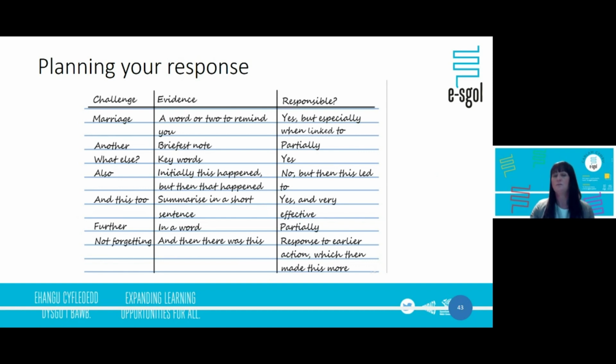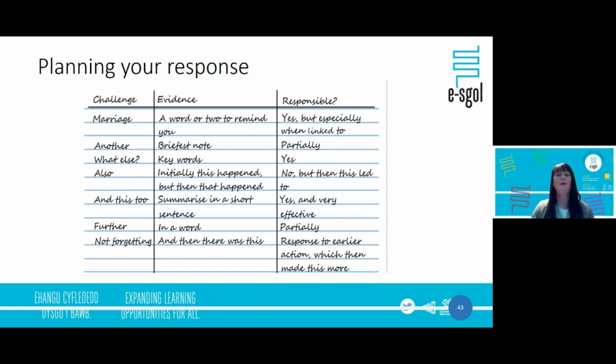Well, yes, it was. You could just put a Y to keep your notes as brief as possible. But especially when it was linked to, and you'd give more evidence to back up your point of view. You then think of another challenge, okay, and maybe something else, and then something else. If you could think of 3 or 4 challenges, great, okay. And then in the evidence section, give the briefest of notes, keywords, why you're going to take the essay this particular way.